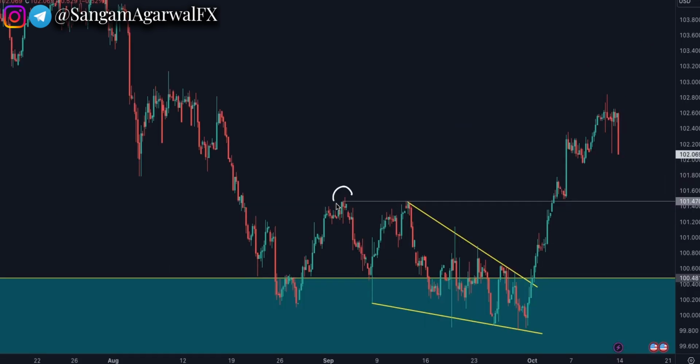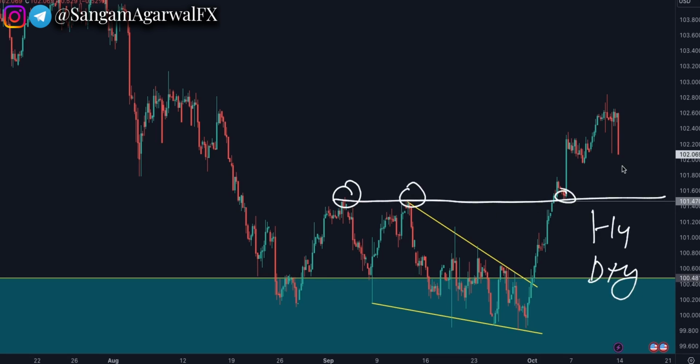Back to the dollar index H4 chart. You can see this 101,470 big static horizontal support level. As long as price is trading above this area, there is a possibility the dollar is bullish and we are in an uptrend since the beginning of the month.